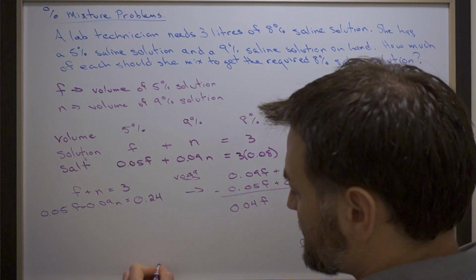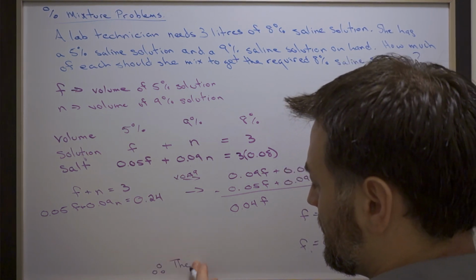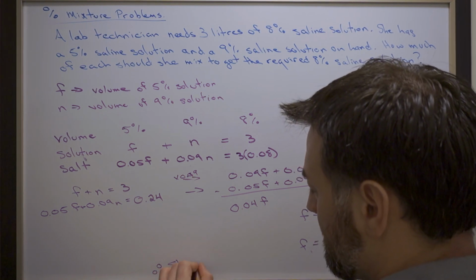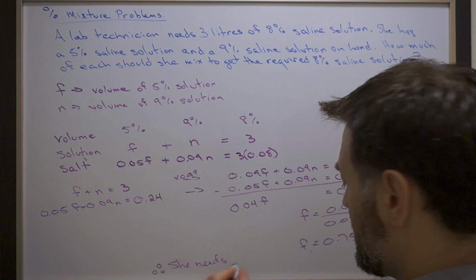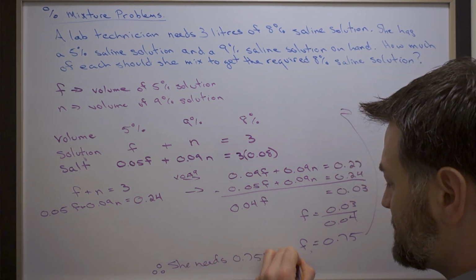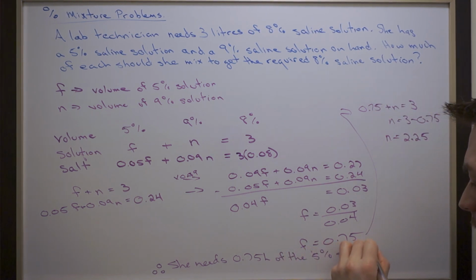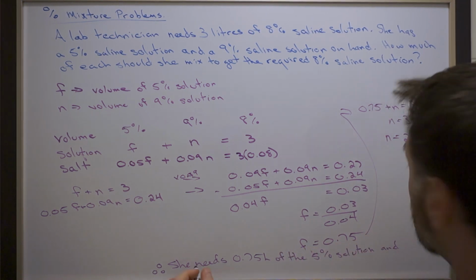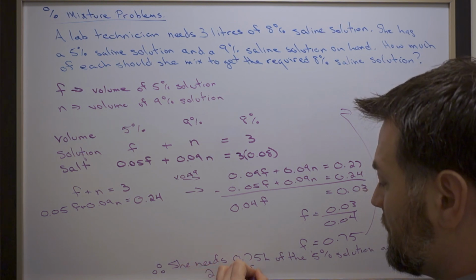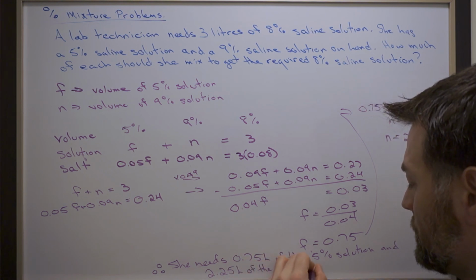And so a little therefore statement somewhere at the bottom here. Therefore, she needs 0.75 liters of the 5% solution and 2.25 liters of the 9% solution.